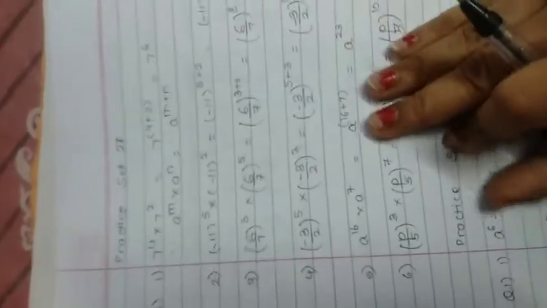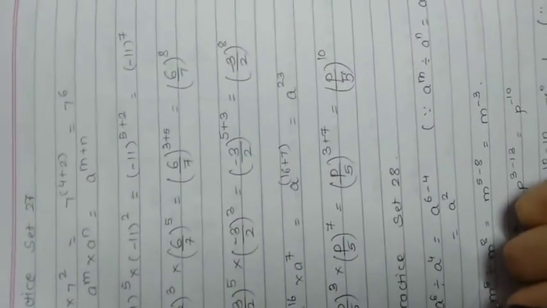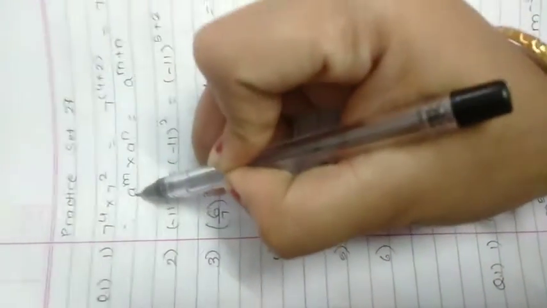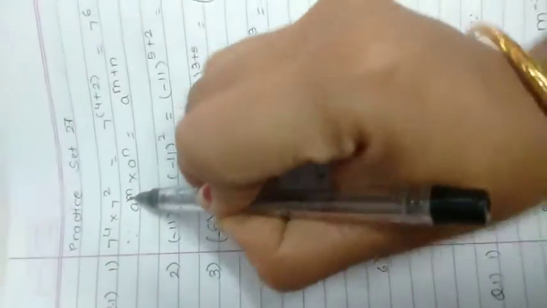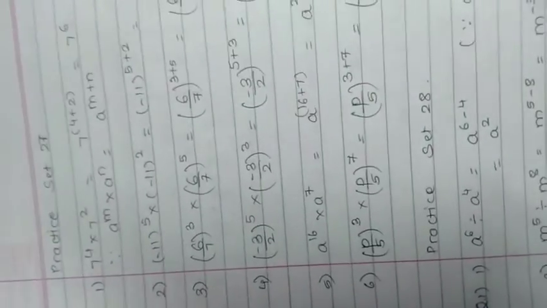The basic rule that we need to follow, the only thing that we need to follow for multiplication of indices with the same base, that is when the base, a, is the same and we are given indices in the multiplication form, the formula is a raised to m multiplied by a raised to n is equal to a raised to m plus n, that is adding all the indices.